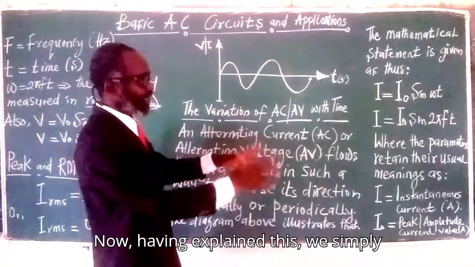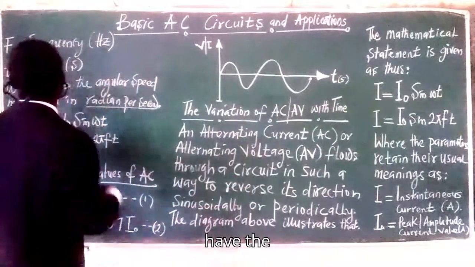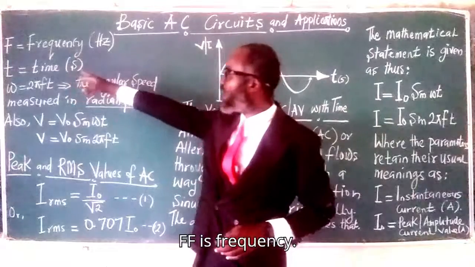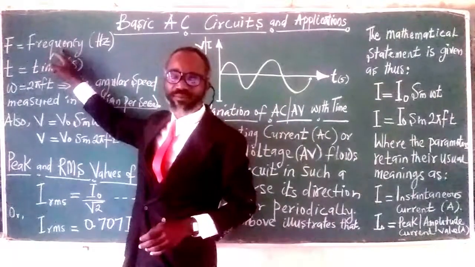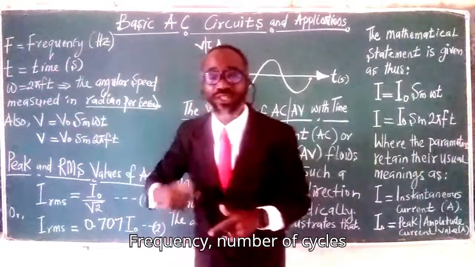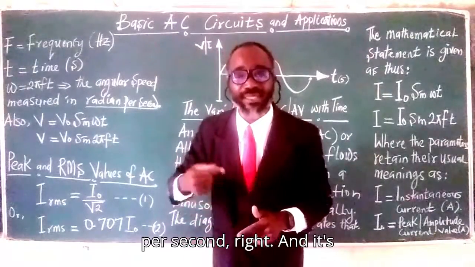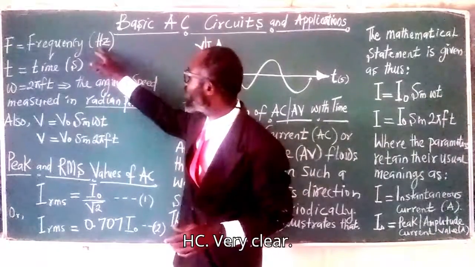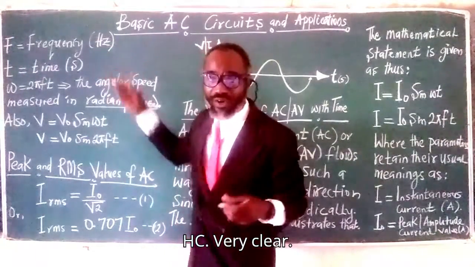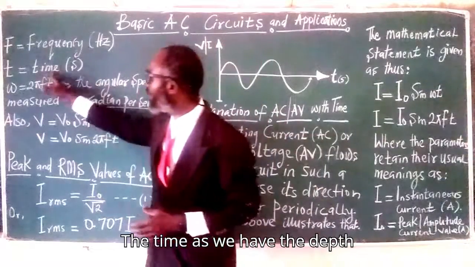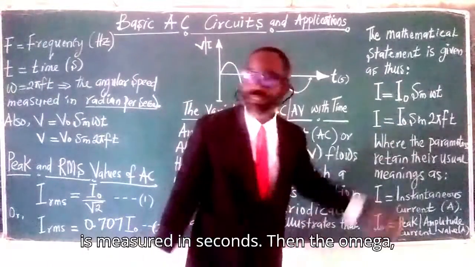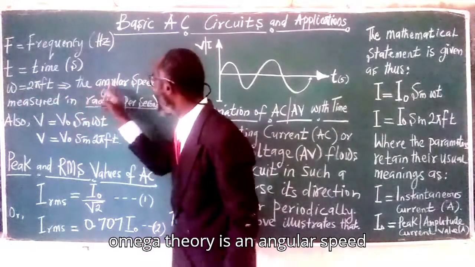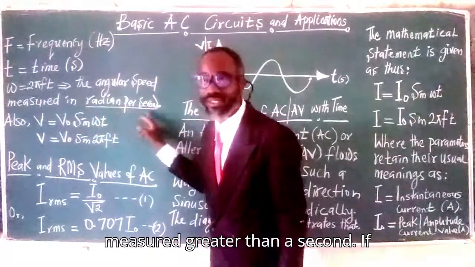Now, having explained that, we have the f. f is frequency, the number of cycles per second, right? And it's measured in hertz, Hz. Very clear. Then time, as we have it there, is measured in seconds. Then the omega here represents the angular speed, measured in radians per second.